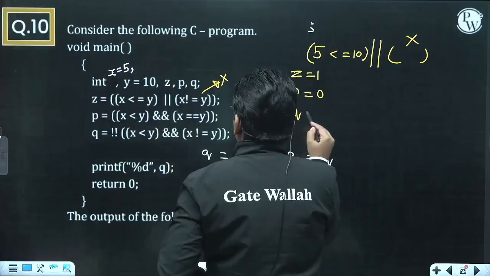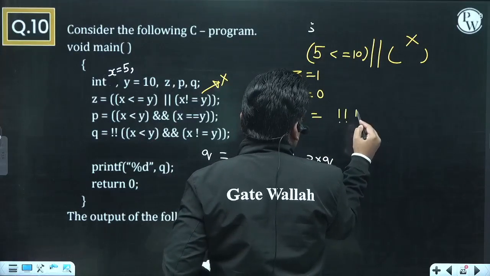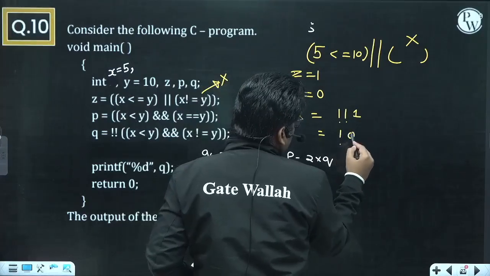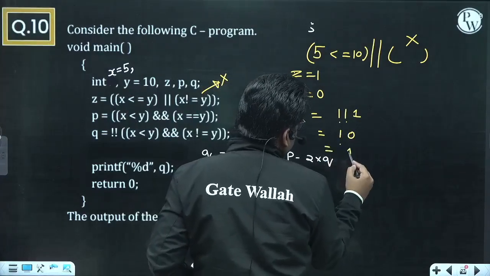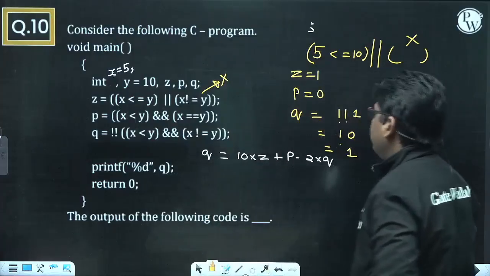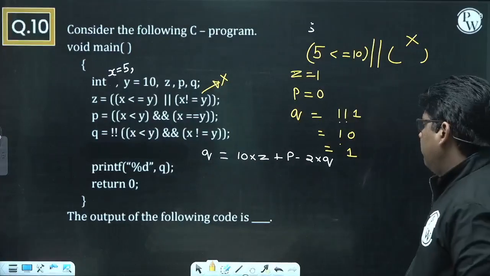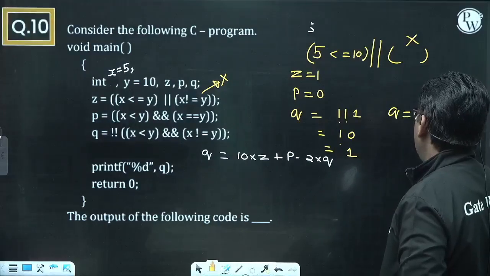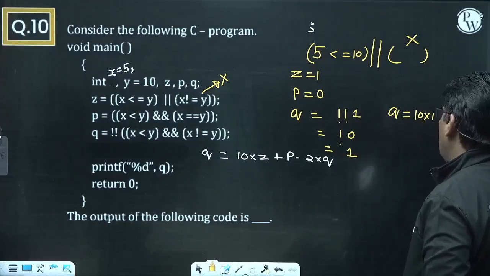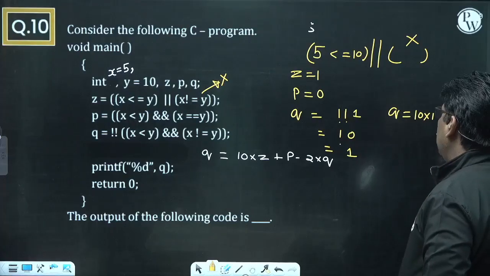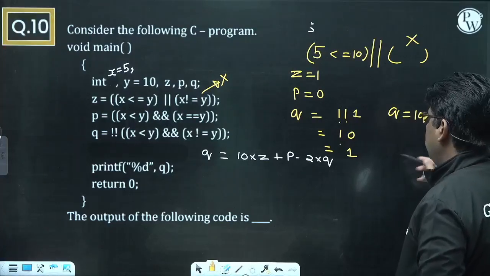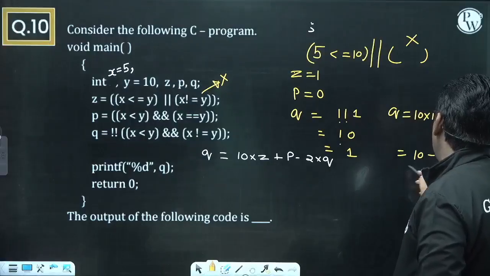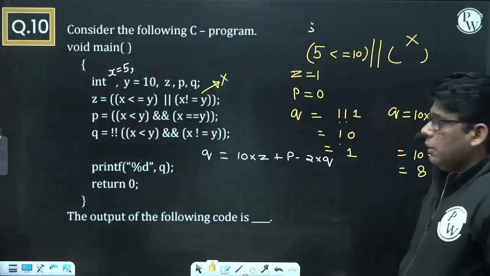So now Q is nothing but not of 1. Not of 1 is nothing but 0. Now not of 0 is 1. So what is the value of Q? The value of Q is 1. Now, Q is equal to 10 into Z, so 10 into 1, plus the value of P, which is 0, minus 2 into the value of Q, which is 1. So if I am not wrong, the answer is 10 minus 2, the value becomes 8.